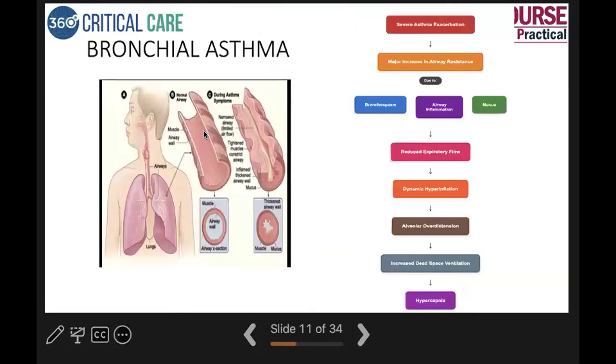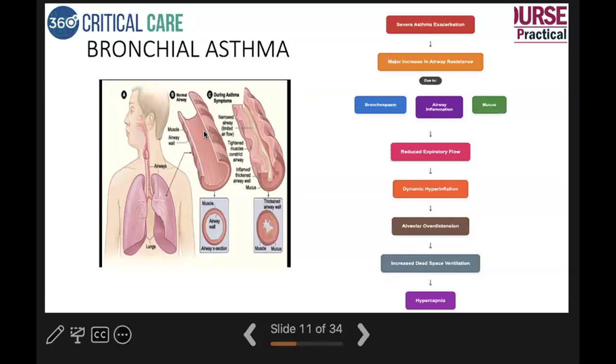So this is with respect to COPD. What happens in bronchial asthma? We discussed that in bronchial asthma, there is not much of an anatomical problem. So what is really happening with the asthma exacerbation? There is an increase in the airway resistance. It is mainly due to bronchospasm, airway inflammation, and the mucus formation during a trigger phase.